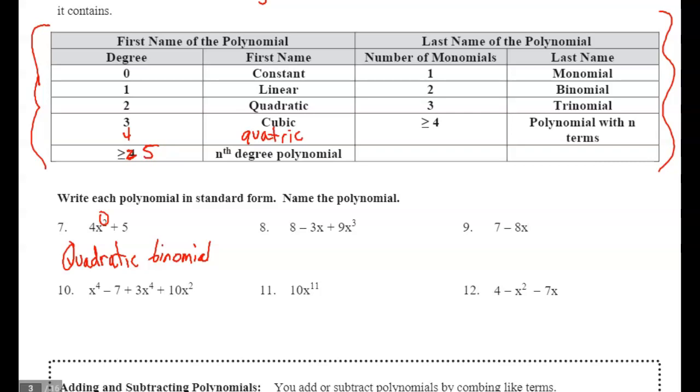This one here is not in standard form, so you would have to rewrite it. 9x cubed, then the 3x, and you always end with a constant. It has a degree of 3, so that makes it cubic. And then it has 3 terms. So 1, 2, 3. 1 term, 2 terms, 3 terms. Cubic trinomial.